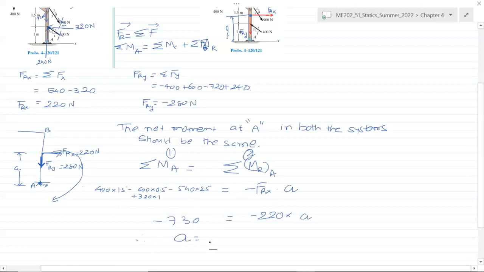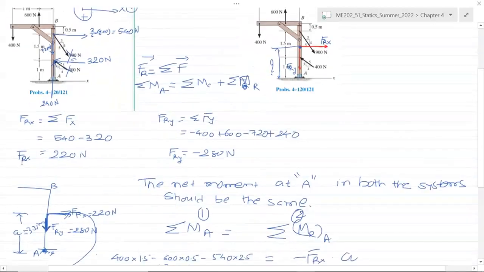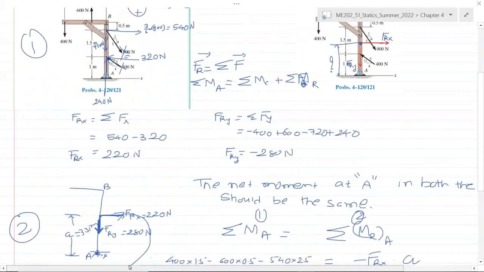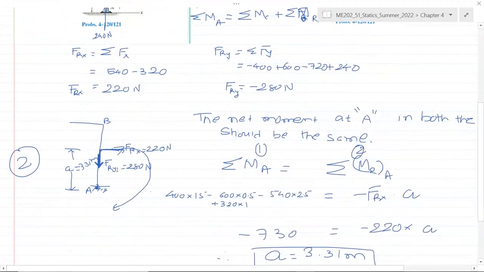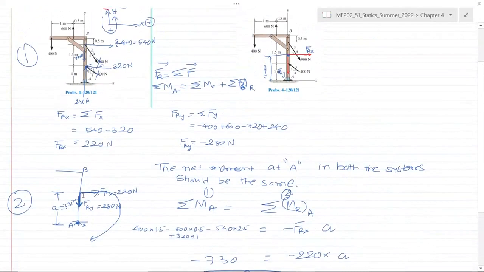So a we get is 3.31 meters. And that's what we are looking for, 3.31 meters. This means that we have reduced these multiple forces to only one horizontal and one vertical force, which are the components of the resultant force acting at 3.31 meters from A, such that the net external effect at A is the same in both cases. And that's why this system is called an equivalent force system.